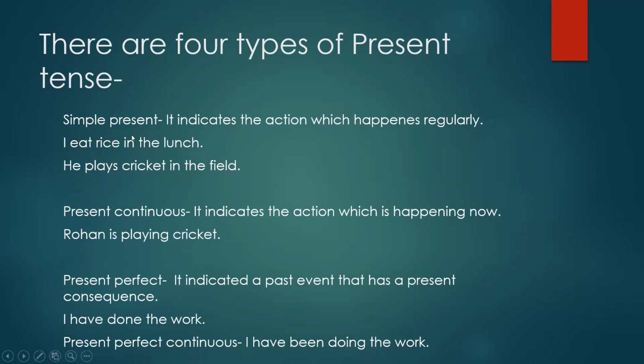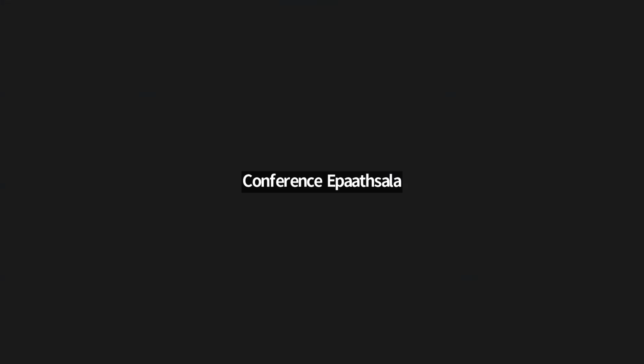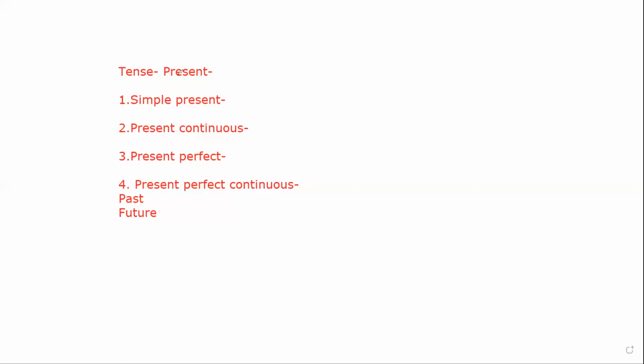Simple present indicates the action which happens regularly, like I eat rice at lunch, he plays cricket in the field. Present continuous is which is happening now, happening continuously. And present perfect is which happened in the past, but the effect is still there. Now let me show you the structure. If you want to note this down, you can.